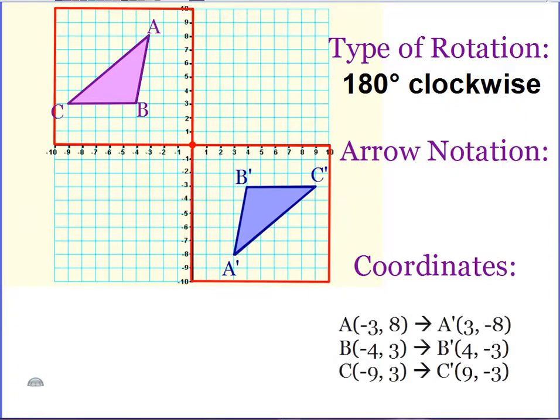Now let's take a look at the coordinates. Our point A was at -3, 8, is now at 3, -8. -4, 3 is now at 4, -3. And -9, 3 is at 9, -3. So now what transformation took place?